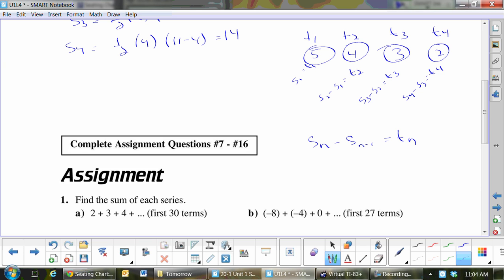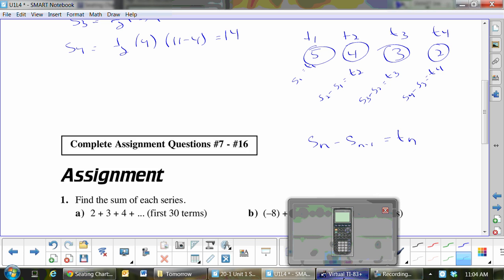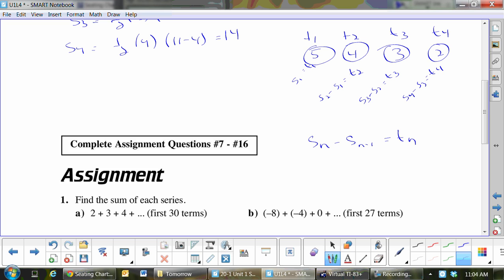Do you see how these two are always the same? And do you see this is always one less than this one? So if you ever want to find a term, take the sum minus the sum of the one before that. Again, that's not on your formula sheets. You have to know that one. Okay, so 1 to 8 and 15.